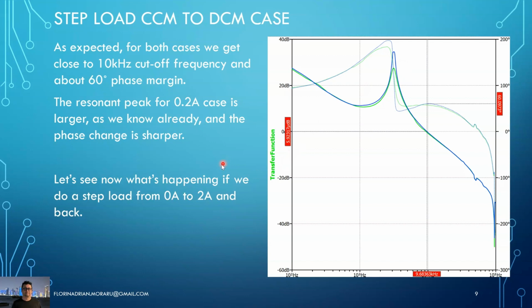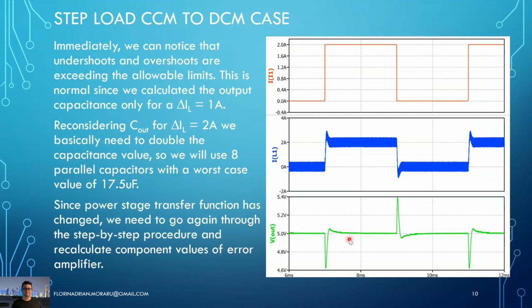But what if now, having this synchronous rectification buck, we want to have a step load change from 0 amps to 2 amps and back? Let's see what's happening. So we simply adjust the simulation to let this happen. So we have 0 amps to 2 amps. This is the load current.